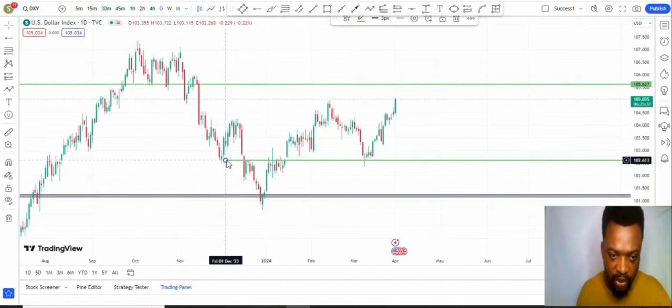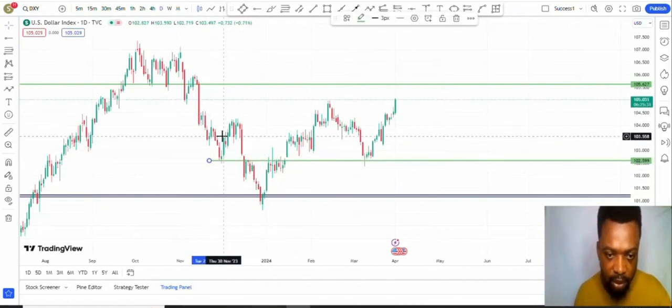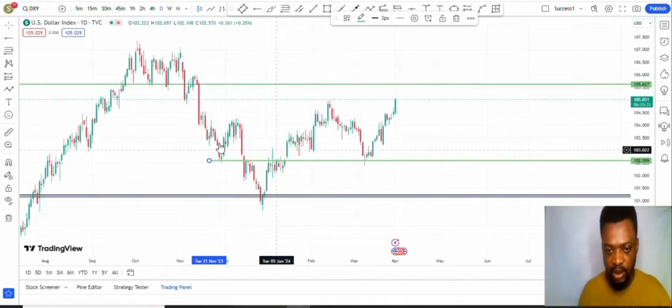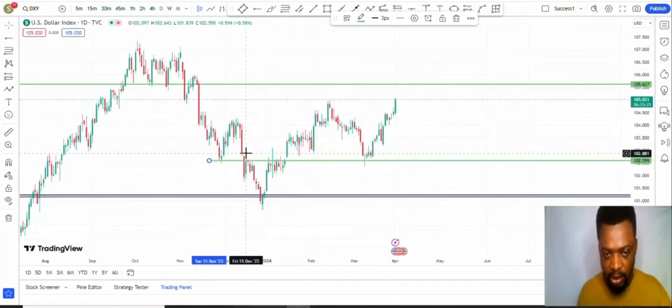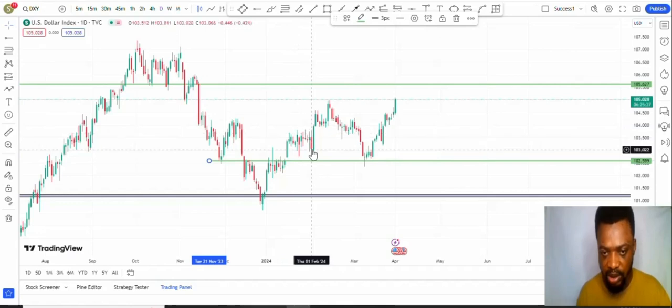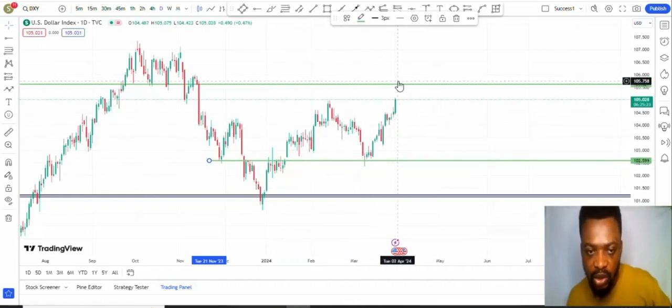Something is going on here. I'm going to Mr. Macaroni. Oh, something is going on here. It came back down, tested it, broke it, came back here again, and okay. So now we are shooting to this guy.